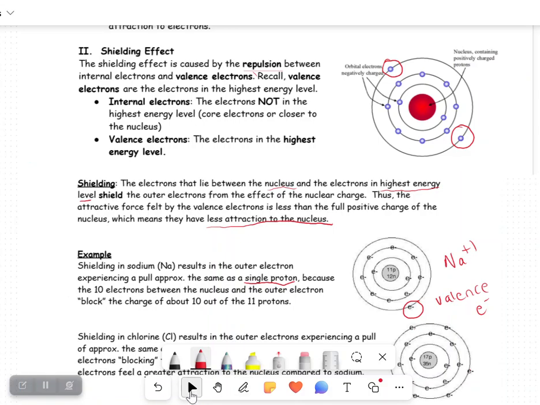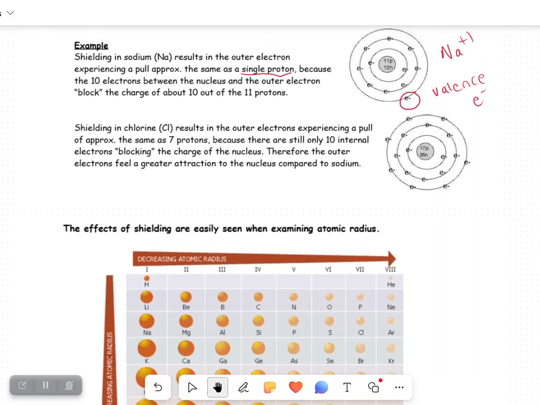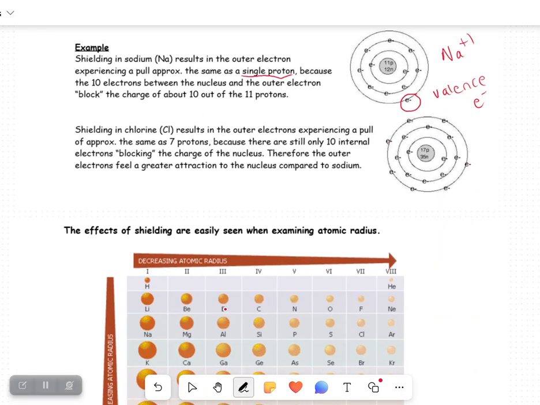Okay, let's look at an example of an anion. So shielding in chlorine results in the outer electrons experiencing a pull of approximately the same as 7 protons, because there are still only 10 internal electrons blocking the charge of the nucleus. Therefore, the outer electrons feel a greater attraction to the nucleus compared to sodium. Okay, so here we have 1, 2, 3, 4, 5, 6, 7 valence electrons.